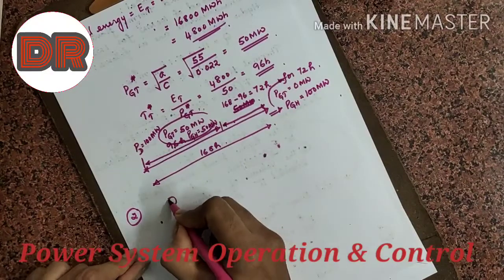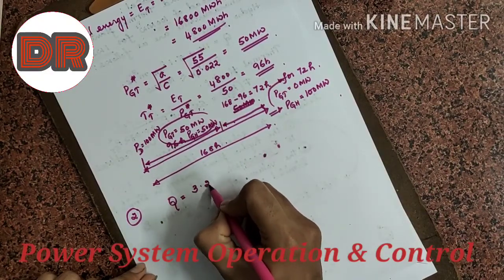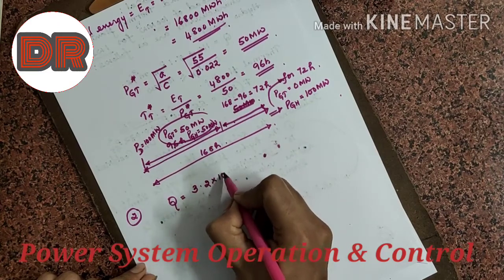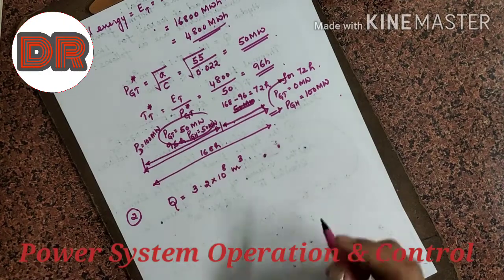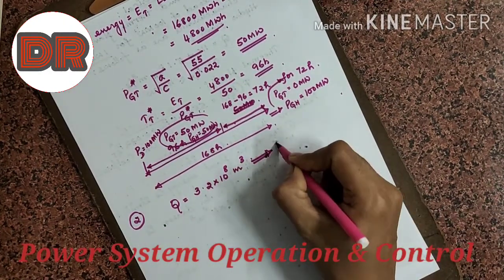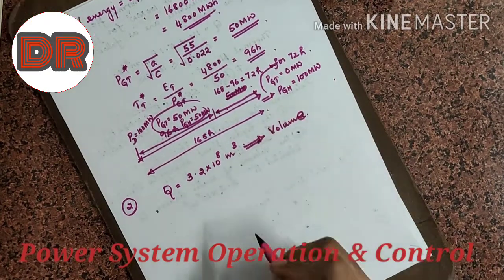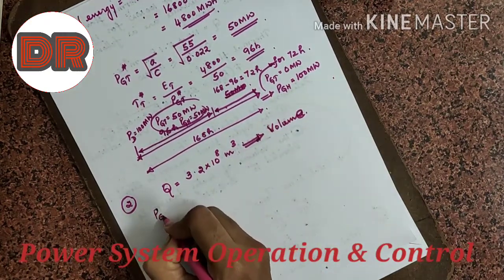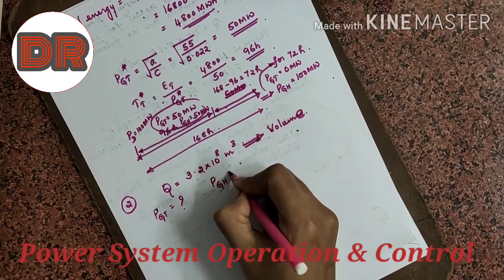So volume of water Q is equal to 3.2 into 10 to the power 8 meter cube. So this is a volume. So the condition on water volume is given. So now we have to calculate what is PGT and what is PGH based on this condition.